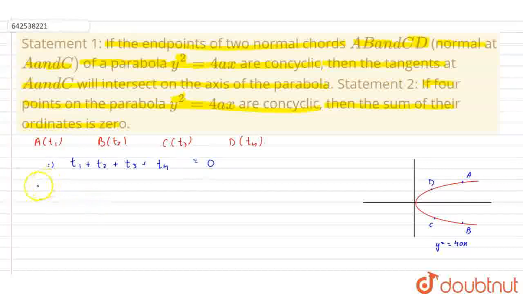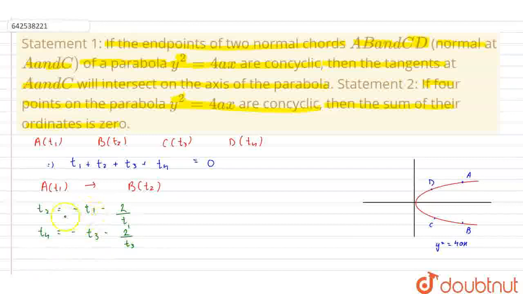We also know that the normal at the point A, that is t1, meets the parabola at B, that is t2. So from here we get that t2 is equal to minus t1 minus 2 upon t1. Similarly, in the case of normal CD, we get t4 is equal to minus t3 minus 2 upon t3.